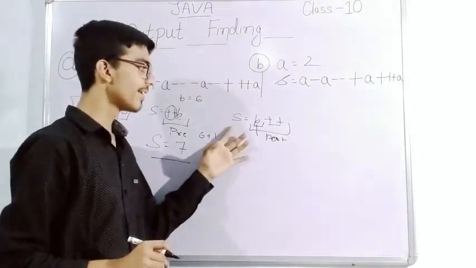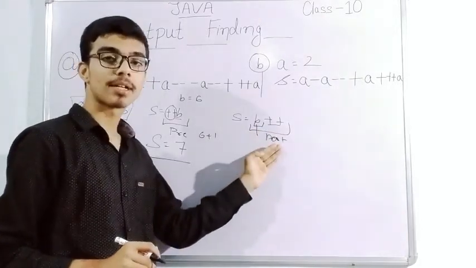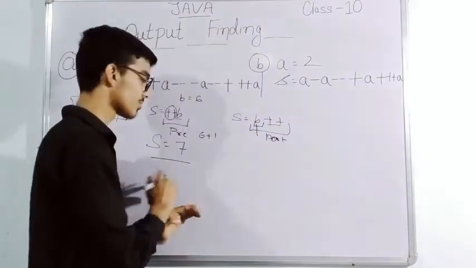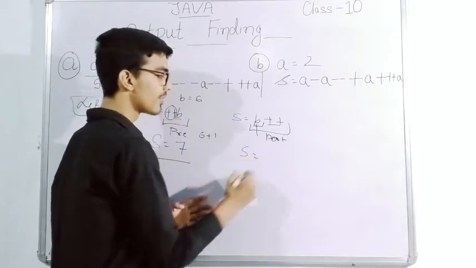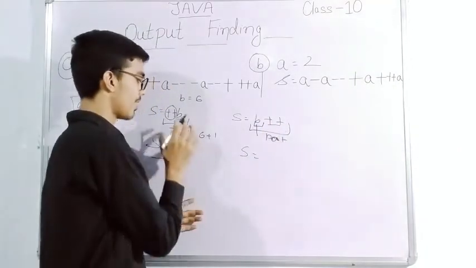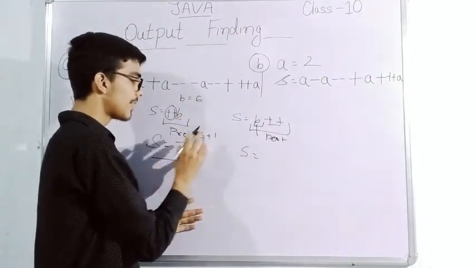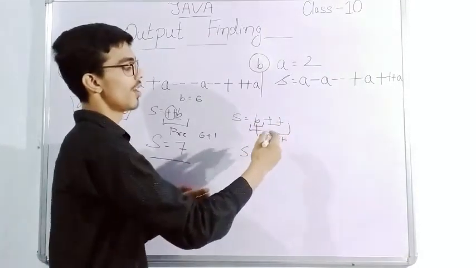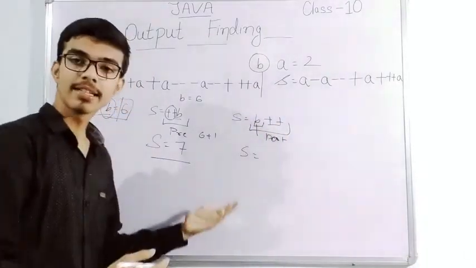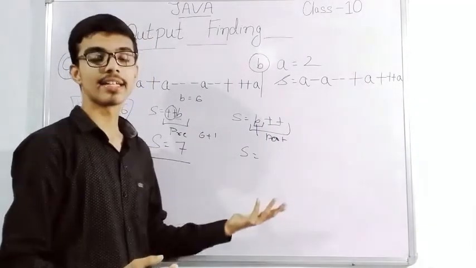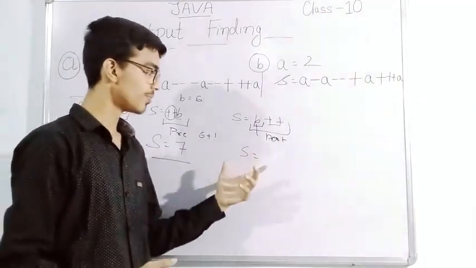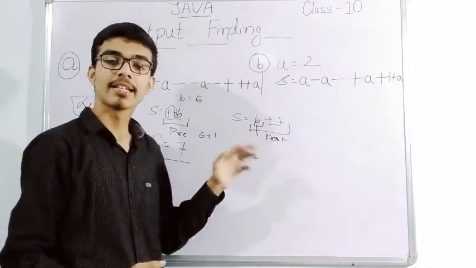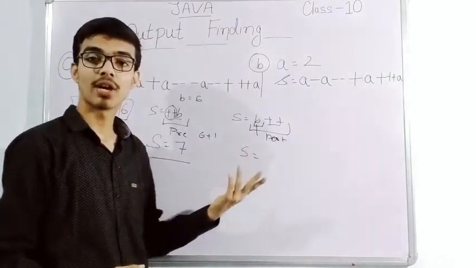In this case, here it is a postfix operator. So we'll write s is equal to b plus plus. B plus plus means that it will first print the value, then it will increase its value. First it will print it, then it will increase it by 1.